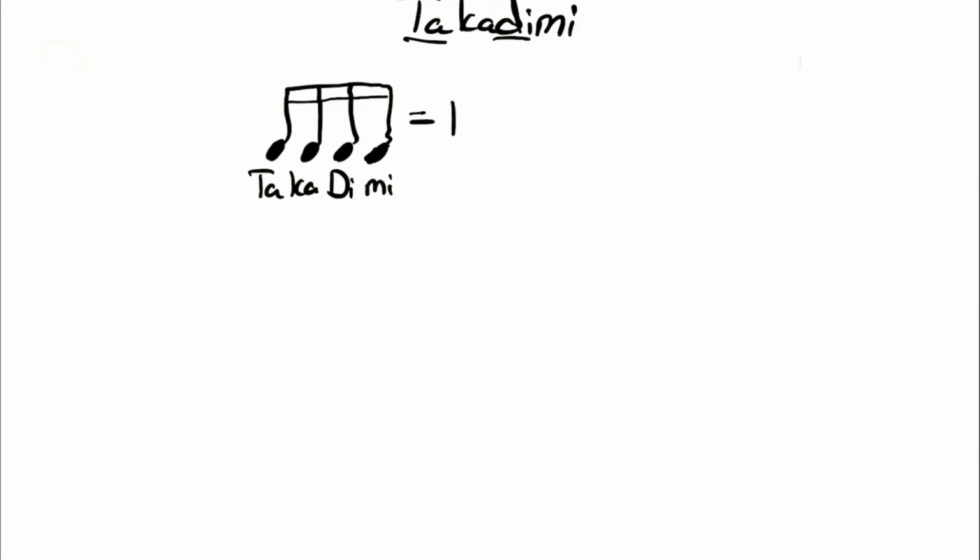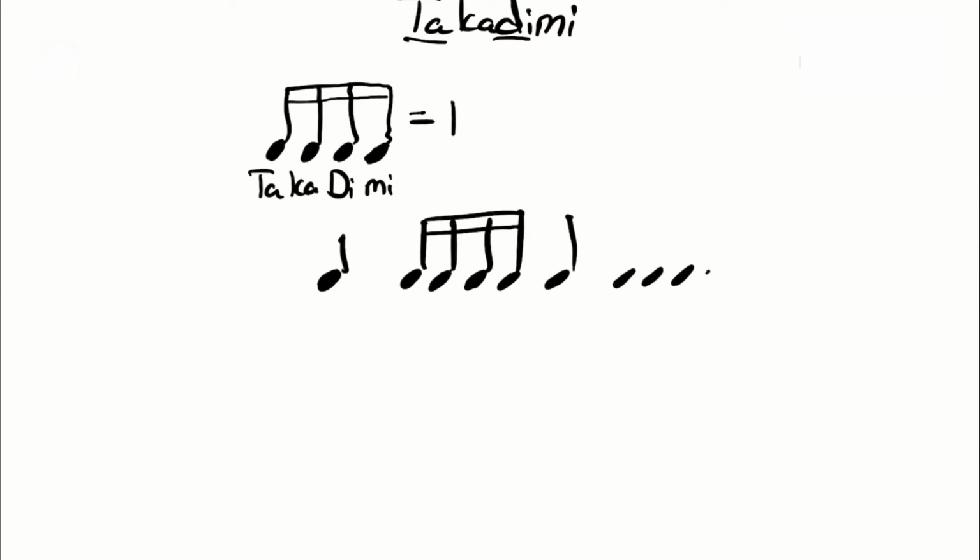And if I draw that out, let me just do a quarter note. Again, excuse my quick drawing here. 1, 2, 3, 4 16ths. And we'll do another quarter, and then we'll do 4 more 16th notes. If I was going to write that out, the quarter notes would be the ta, and then that would be the Takadimi.